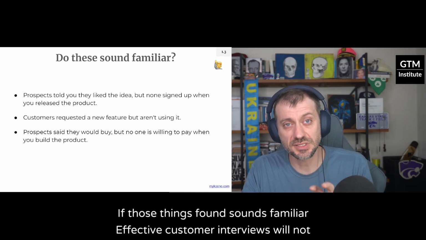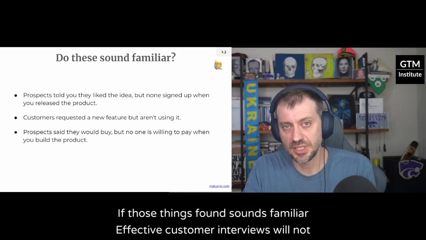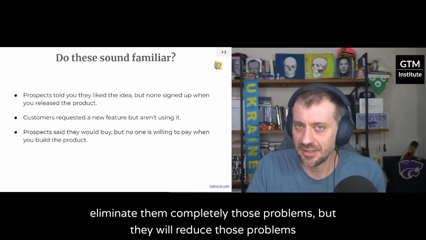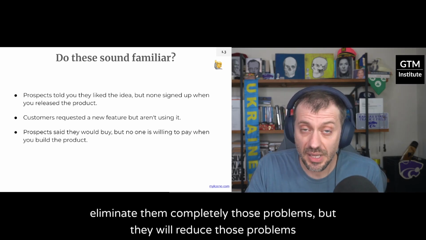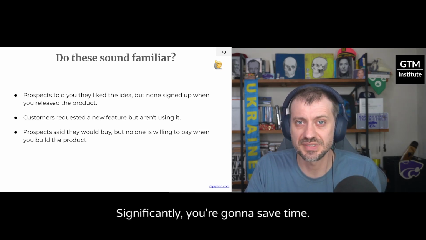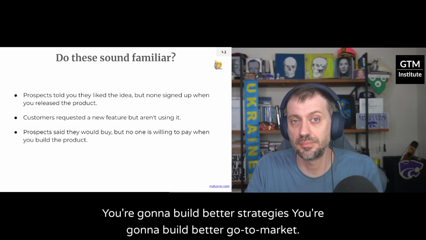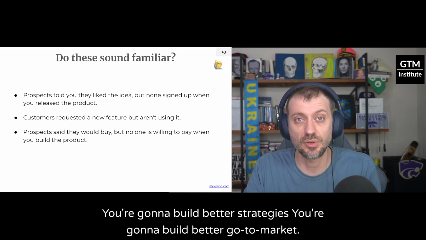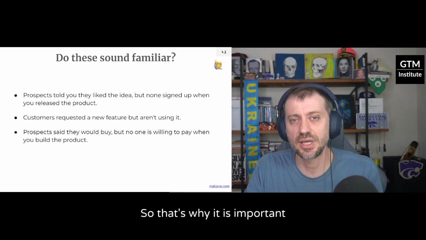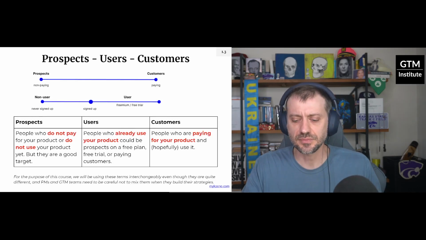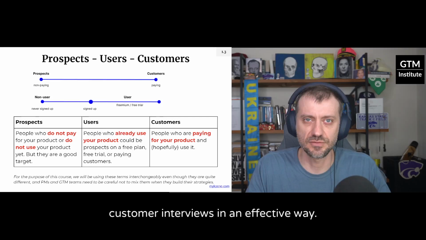So if those things sound familiar, effective customer interviews will not eliminate those problems completely, but they will reduce them significantly. You're going to save time. You're going to build better products. You're going to build better strategies. You're going to build better go-to-market. So that's why it is important to conduct customer interviews in an effective way.